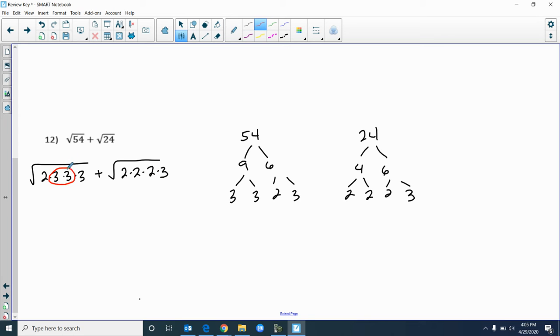Okay, where do I have pairs? I got a pair of 3s that goes on the outside. Anything left multiplies back together. So it's 3 square root of 6. I put a 2 on the outside. 2 times 3 is 6. Now I can add those together. 3 plus 2 is 5. 5 radical 6.